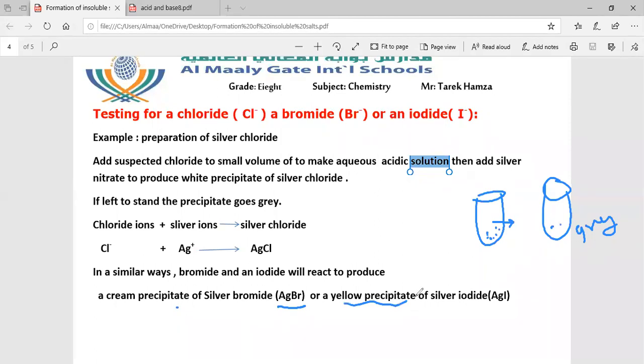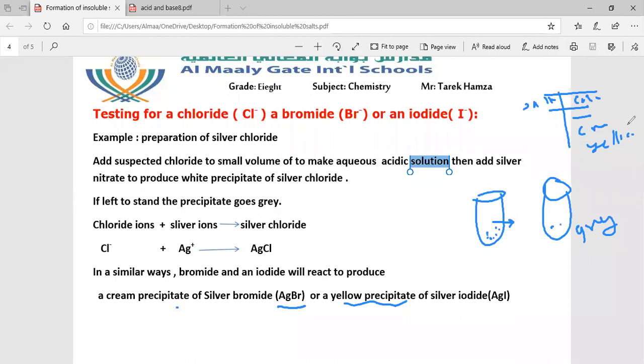To differentiate between the precipitates of silver salts, make a table of salt and color. Silver chloride is white, silver bromide is creamy, and silver iodide has a yellow color. Understand?